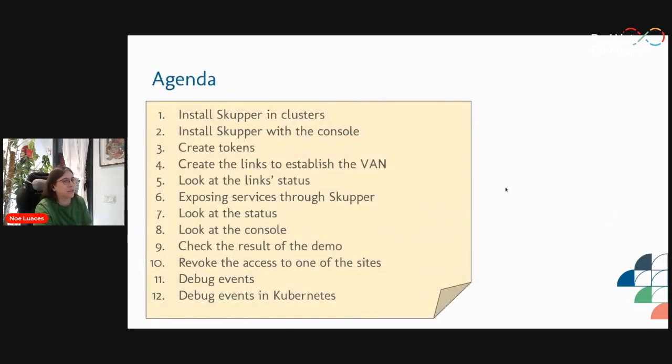So this is the agenda for today. We are going to install Skupper in different clusters. We are going to show the cluster console as well. We are going to see how to create the tokens and how to connect those sites. We're going to see how to expose the services through Skupper, look at the status, and also how to see the events or all that sort of information that is useful to see what's going on in the VAN.